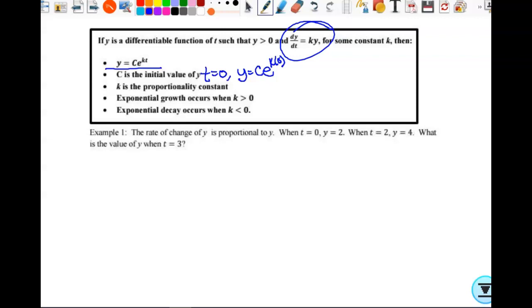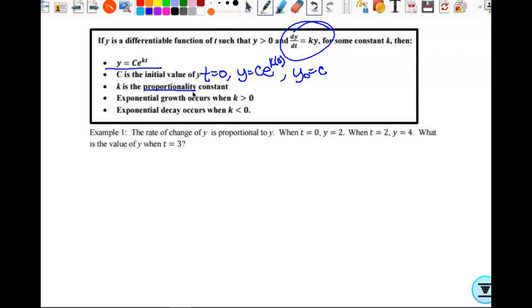k times 0 is 0, right? What's anything to the 0 power? What's e to the 0 power? 1. e to the 0 is 1. So that's why y equals c. That's your initial value, your y sub 0. It is c. That's your initial value, c, every time. k is the proportionality constant. That's the word I couldn't get out earlier. The proportionality constant. Exponential growth occurs when k is greater than 0. Exponential decay occurs when k is less than 0. Okay?